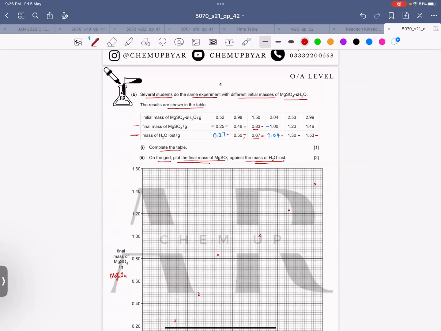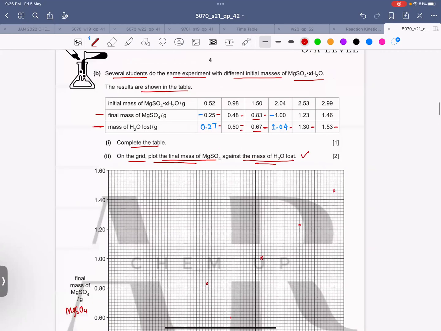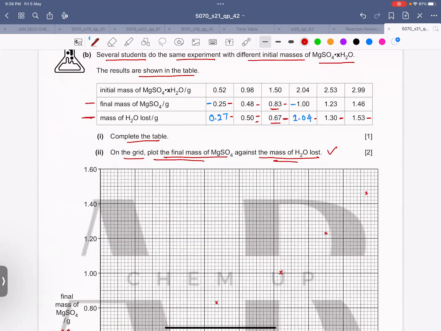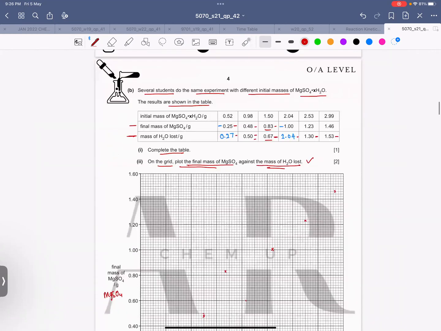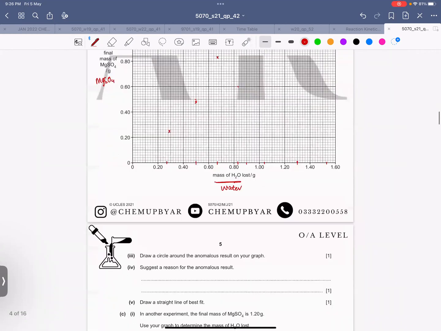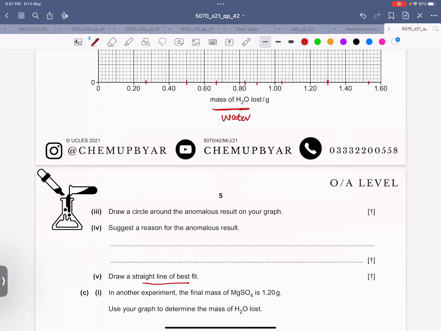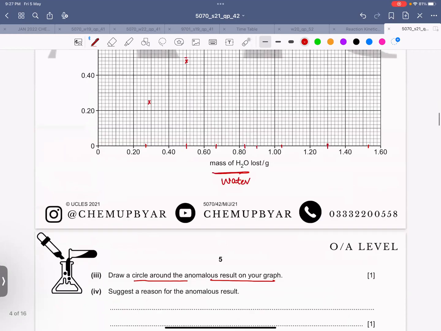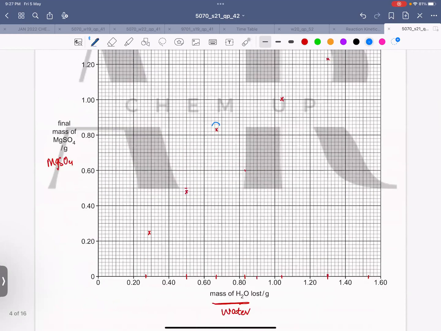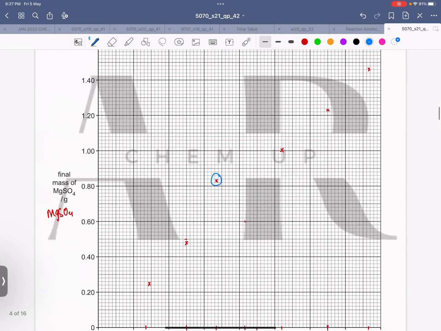But see, here there is no instruction of drawing a line, right? They have just asked you to plot the final mass against this. So we have done this. If the examiner asks us, then we would do it. See, here it is saying in the fifth part, we have to draw a circle around the anomalous result on your graph. So our anomalous result would be this one, because see, it is going out of the line of best fit, right?